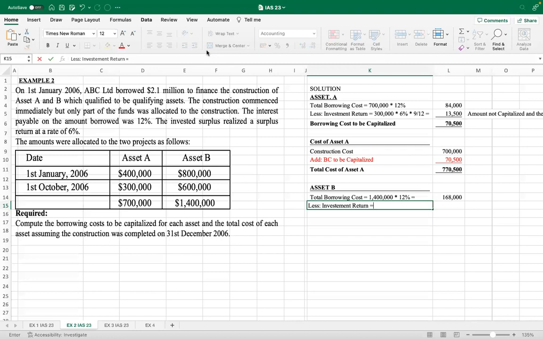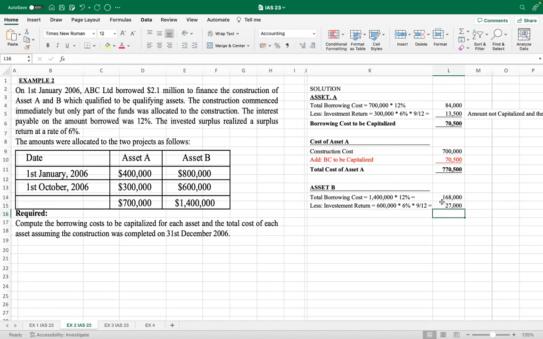Thank you. 600,000 times 6%, but it is for 9 months. So it is 600,000 times 6% times 9/12. Thank you for the response. So what will we have here? We have clearly said it's 600,000 times 6%, the rate of return, times 9 divided by 12. So it gives us 27,000.